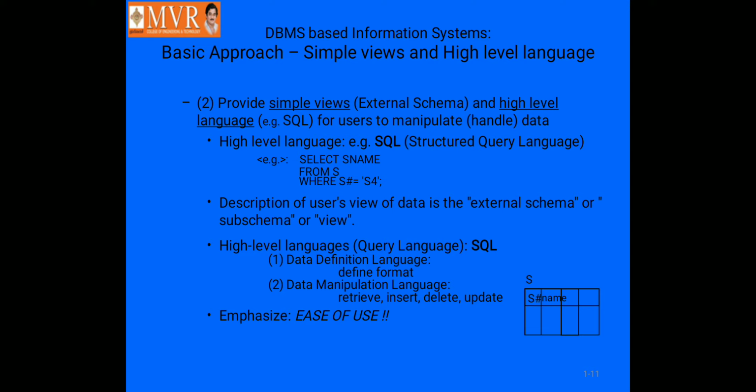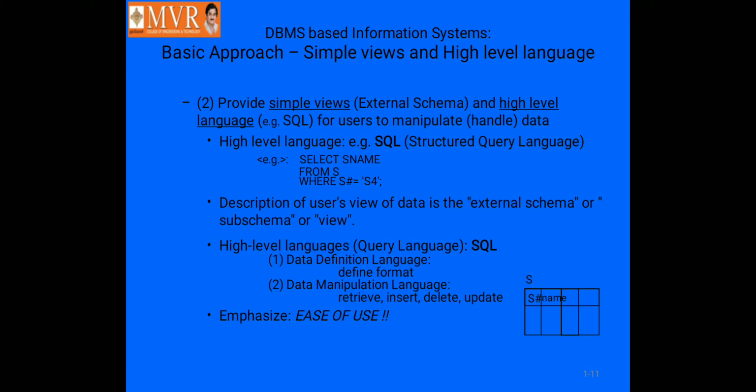The table name is S. There we see the S name, the field name or attribute name. The details will come, and we are using the condition S equals S4. The data having S4, the details of that particular S name, will be displayed on the screen. The description of the user views of the data is the external schema or the subschema of the view.